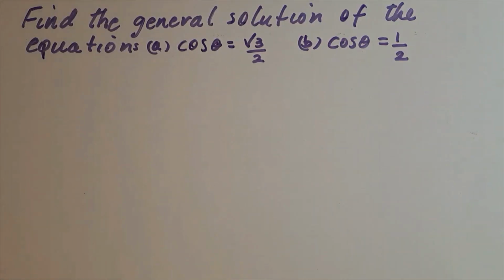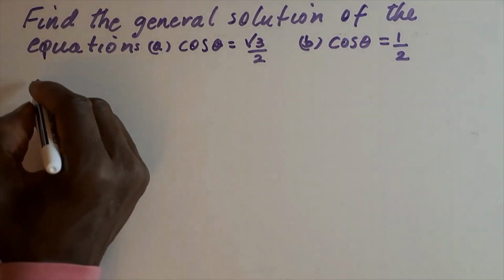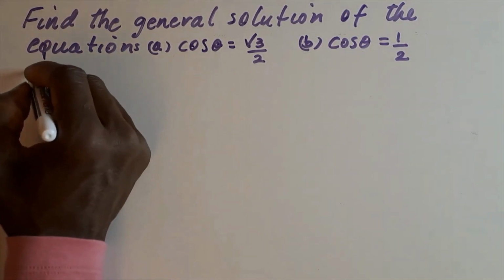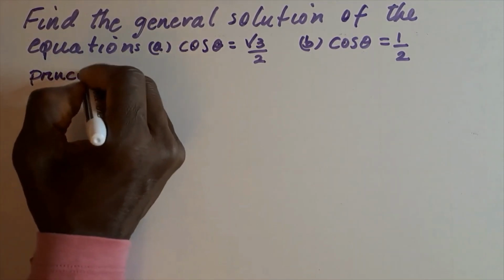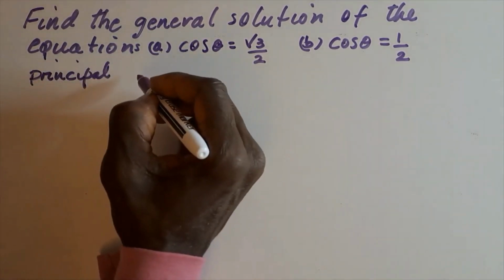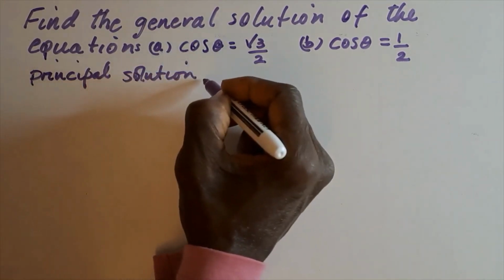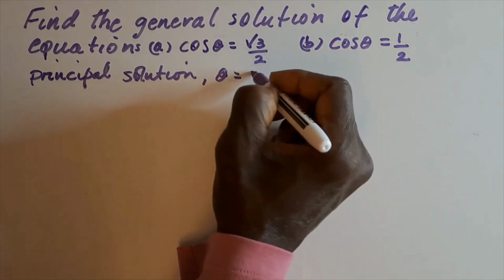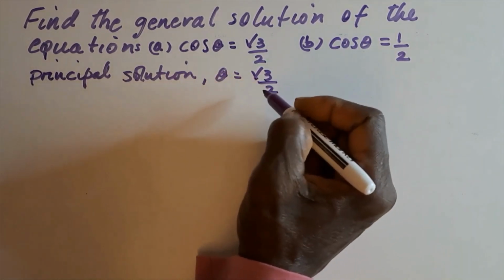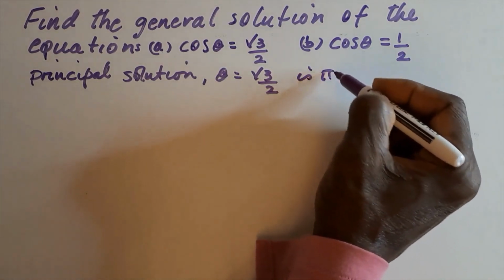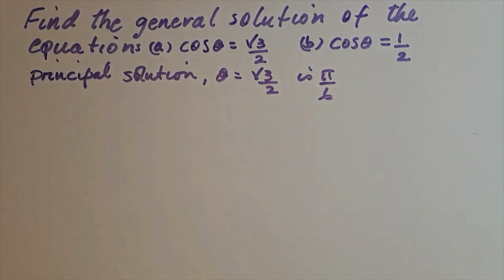Hello there again. Find the general solution of the equations cosine theta equal to root 3 over 2 and cosine theta equal to a half. For cosine theta equal to root 3 over 2, the principal solution is pi over 6. So cosine inverse of root 3 over 2 gives us pi over 6.